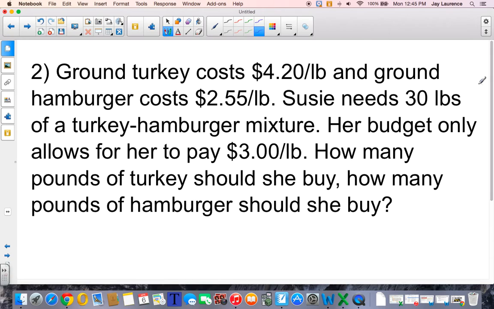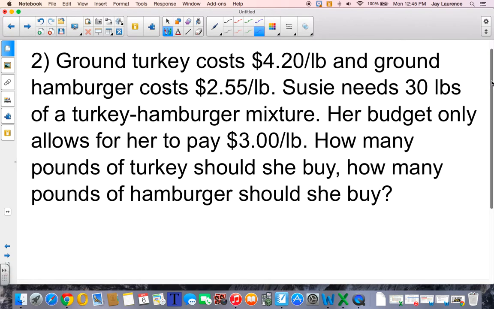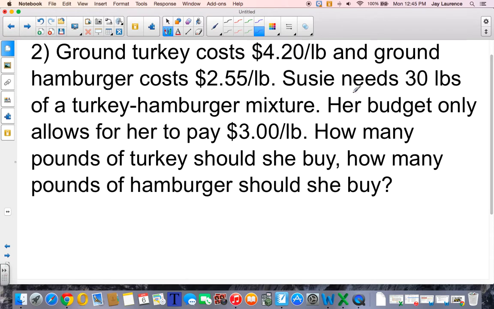Ground turkey costs $4.20 per pound, and ground hamburger costs $2.55 per pound. Susie needs 30 pounds of a turkey hamburger mixture. I'm not going to make a table on this one. I'm going to go right to an equation. I don't want to use X and Y on this one. I want to use H and T.